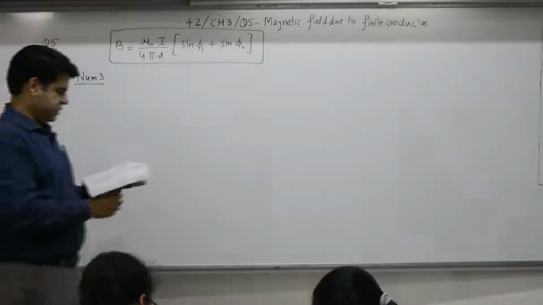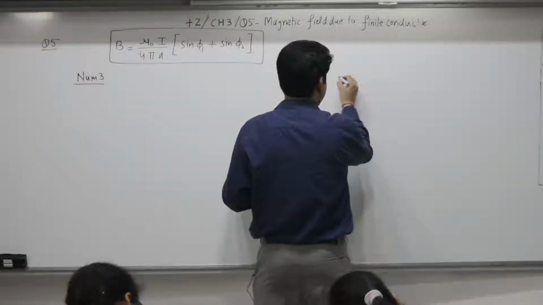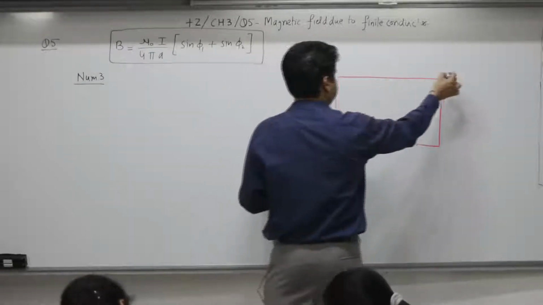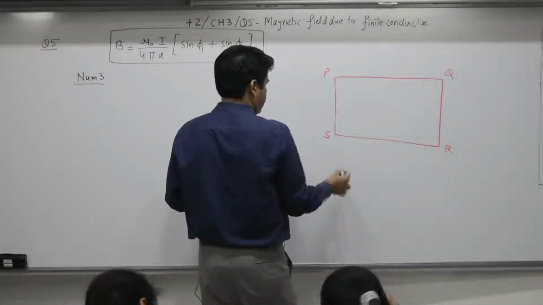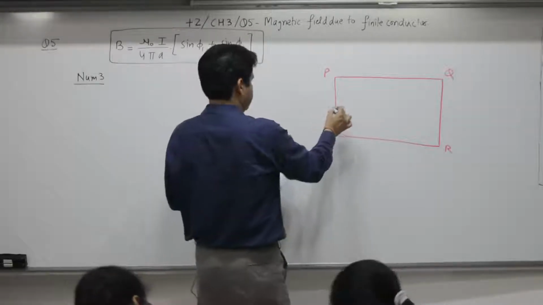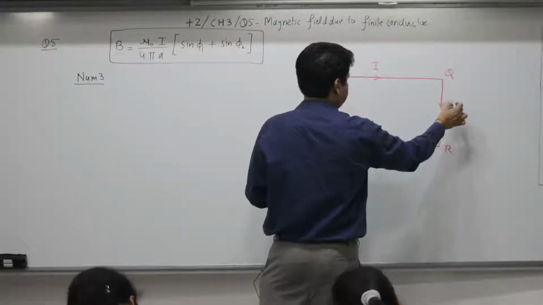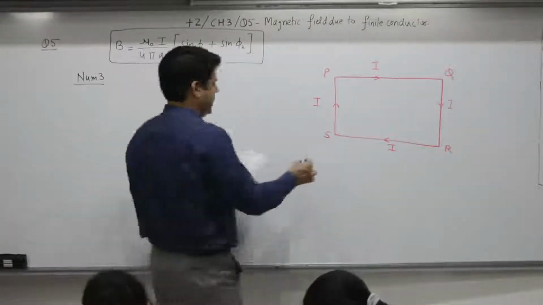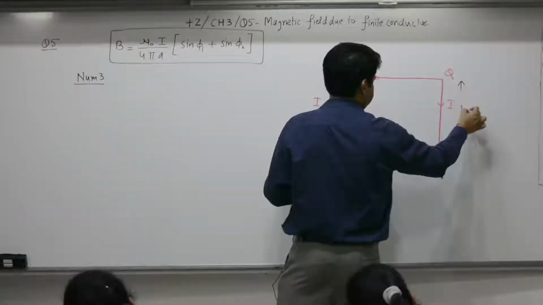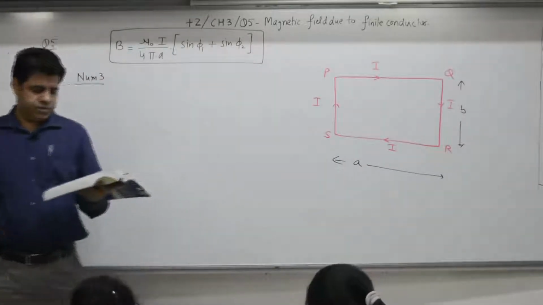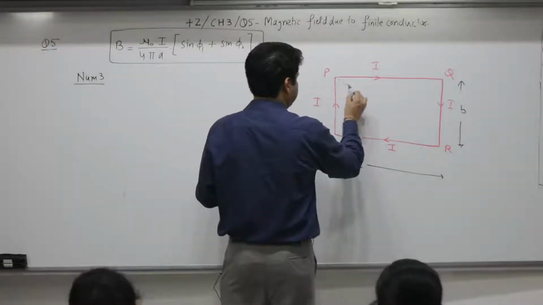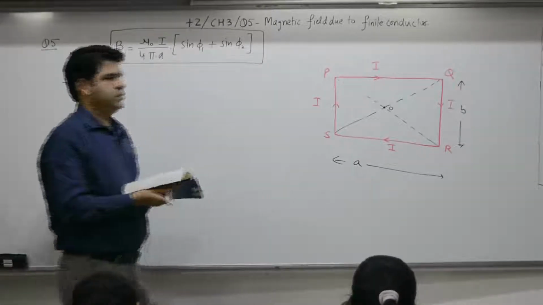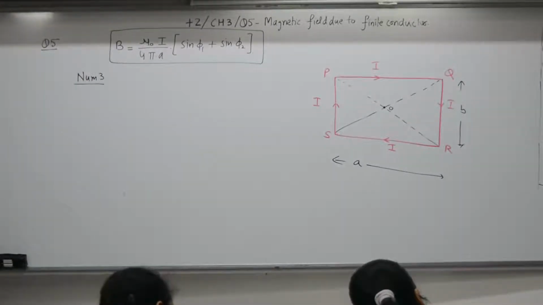A wire loop PQRS, with dimensions. It carries what current? I. Clockwise direction, it carries current I. Dimensions: A, and the other side is B. Find the magnetic field induction, that is B, at the center, which is marked as O. Find the magnetic field at O.